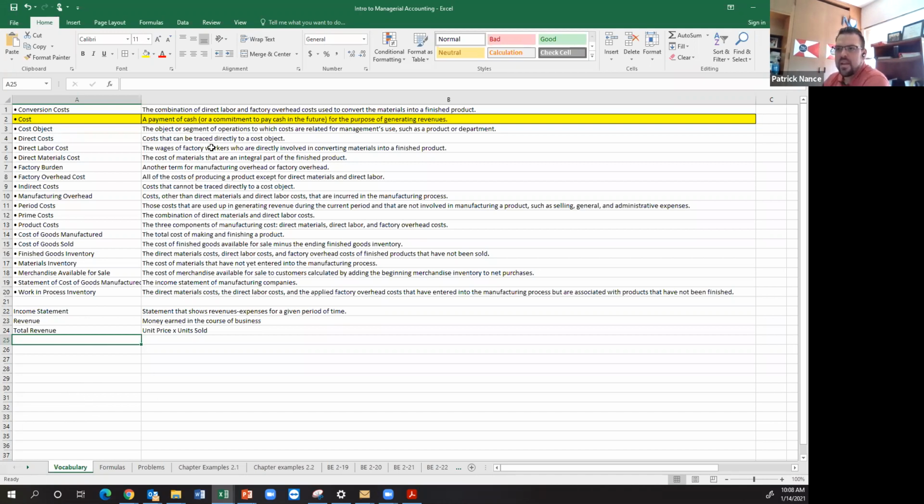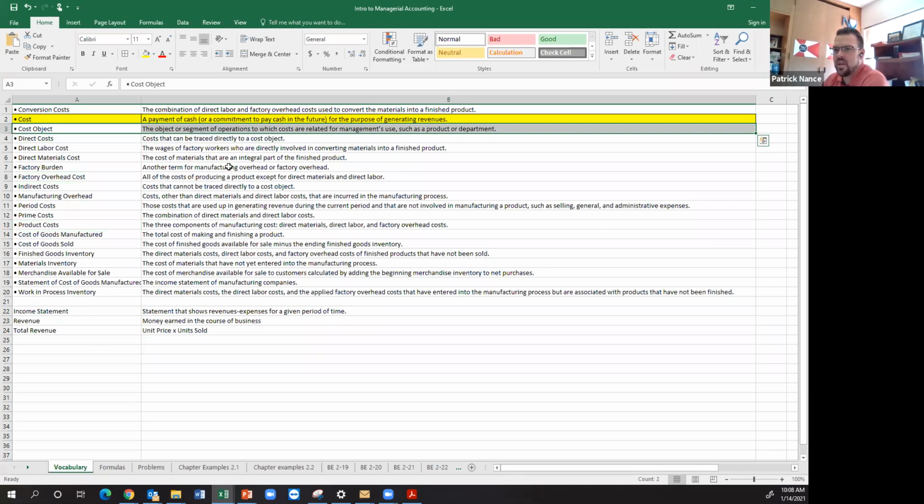Okay. The next thing the book talks about is a cost object. A cost object is the object or segment of operations to which costs relate for management's use, such as a product or department. That's a complicated way of saying what drives that cost. Sometimes it's the product, sometimes it's the department, sometimes it's the geographical region. It's however we want to break it down. But whatever is actually driving that cost, what we can attribute that cost to is usually what the cost object ends up being.